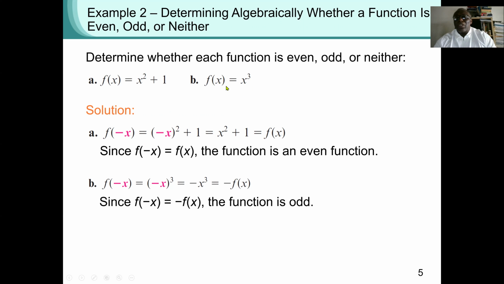Now for b, we have f of x equal to x cubed. Let's try f of negative x. f of negative x will give us negative x cubed, which means it will give us negative f of x. So this function is an odd function, because for an odd function, f of negative x is equal to negative f of x. We still keep the negative.